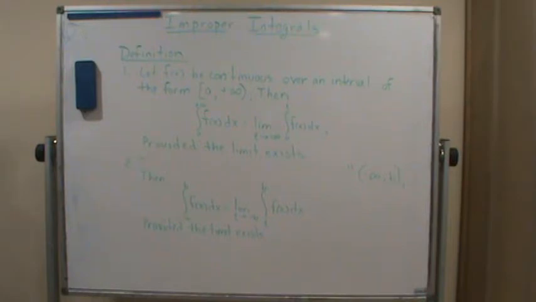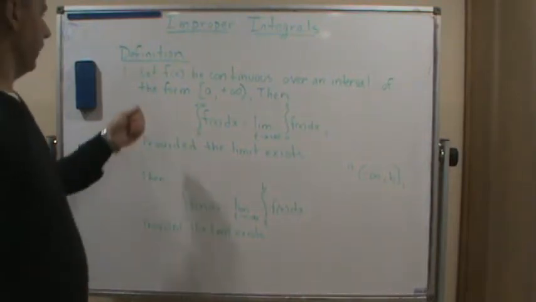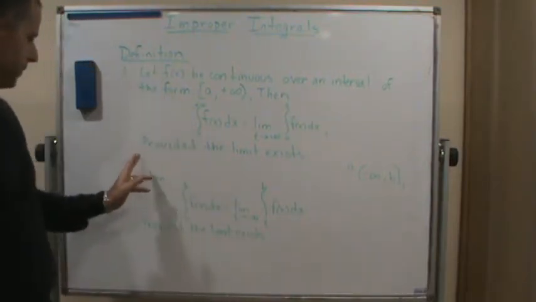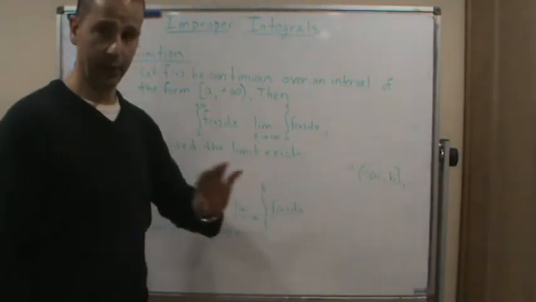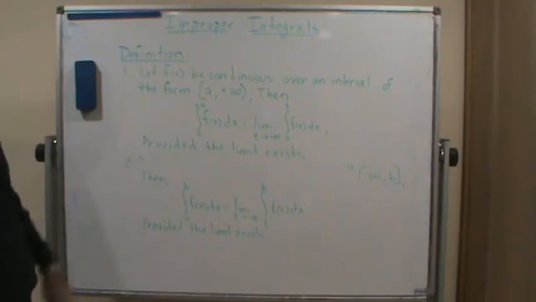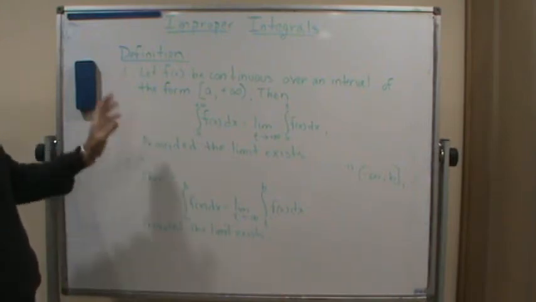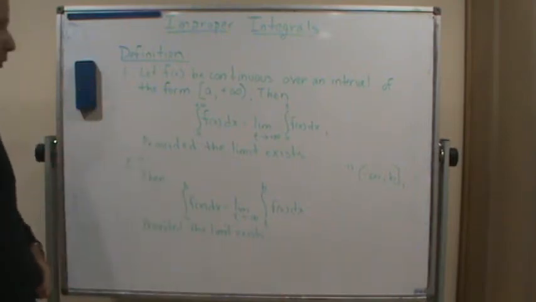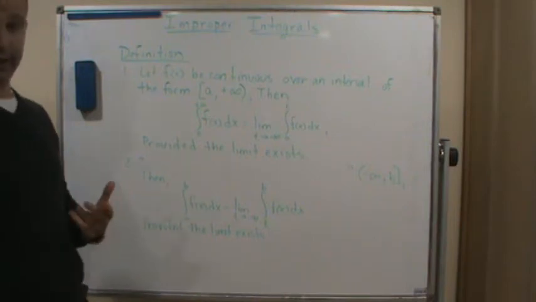As you can see, I'm going to repeat some things here, so I put quotes here. So again, write down these words as I explain. The first definition is we're going to define an improper integral based on the interval that it covers.